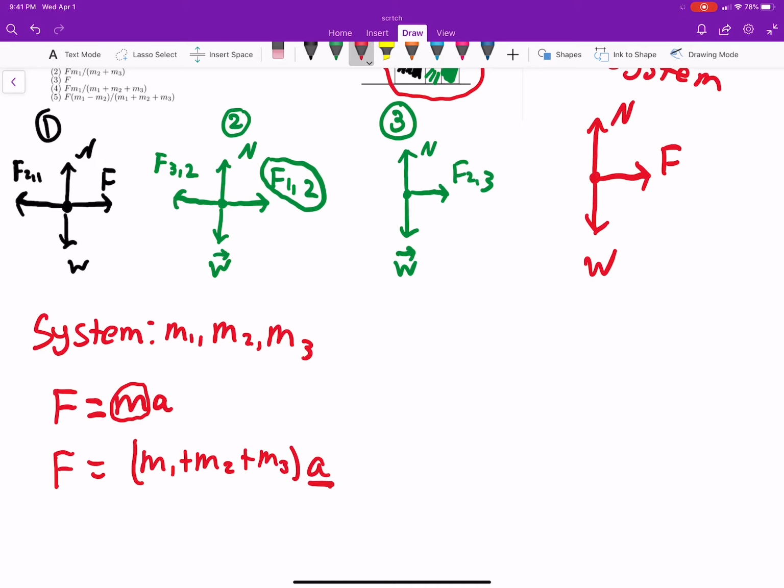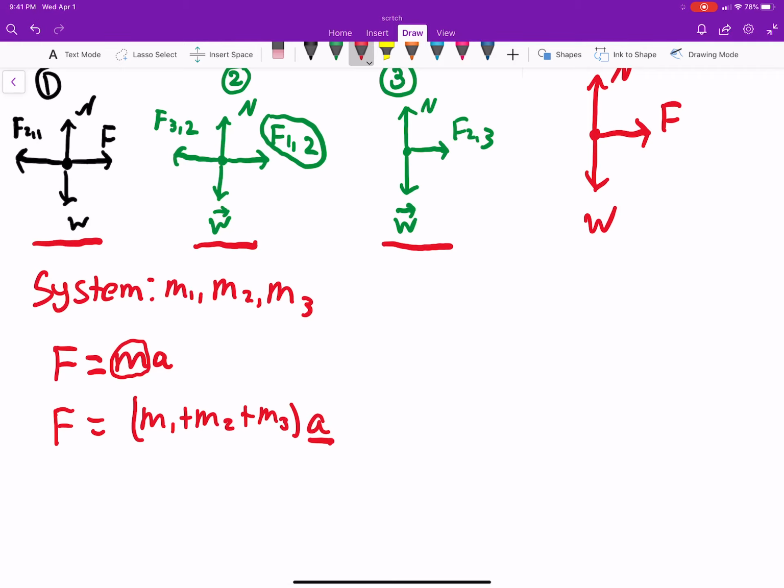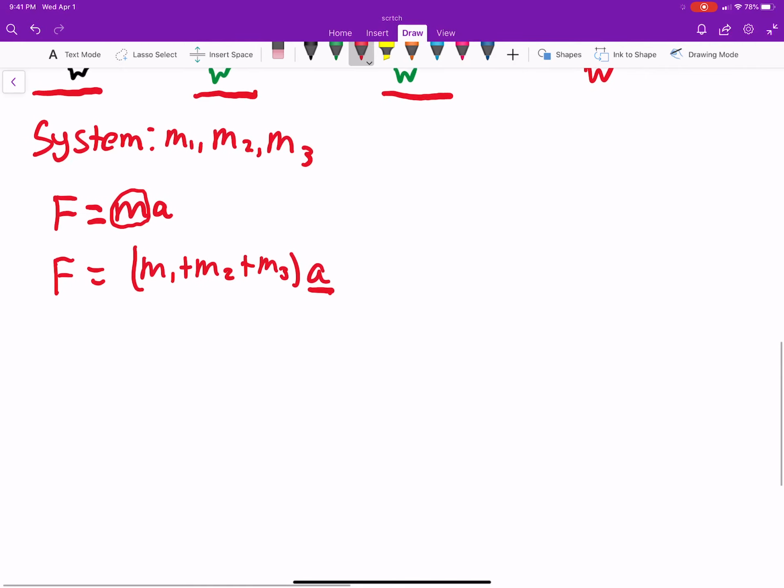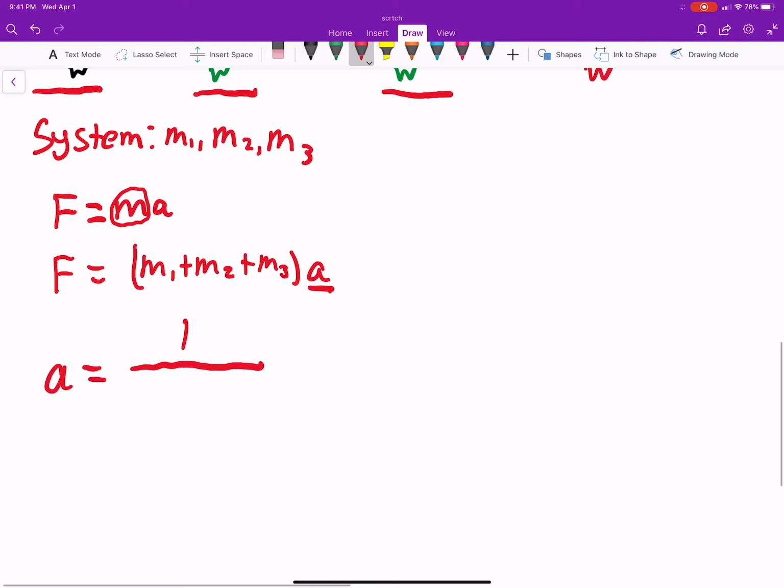Now this acceleration is the acceleration of the system, but it's also the acceleration of 3, of 2, and of 1. Whatever block 1's accelerating by, that's going to be what block 2's accelerating by. And whatever block 2's accelerating by is going to be what block 3 accelerates by, which is just going to be the acceleration of the system. So this acceleration is pretty universal in this problem. And we see the force divided by m1 plus m2 plus m3. So this is our acceleration.